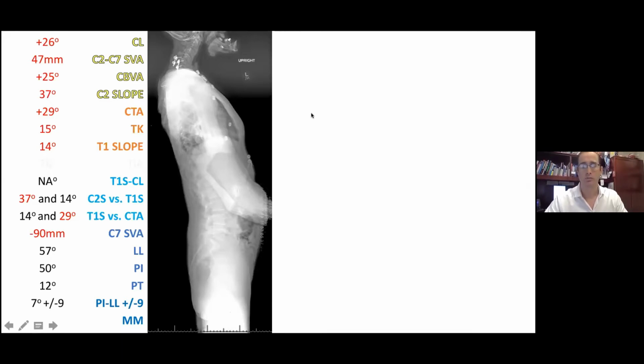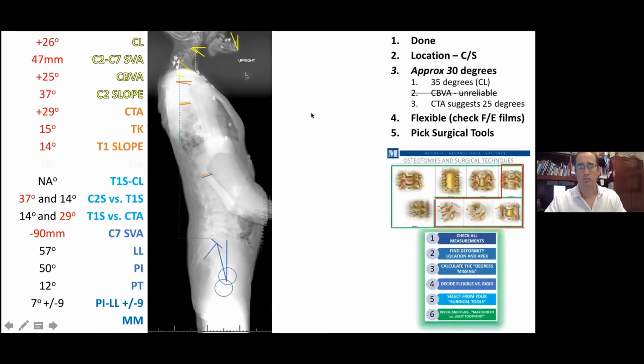So moving forward through this case, step 1 is done. We checked all of our measurements. I think finding the deformity is pretty easy. He's got an anterior infection with a kyphus at C5, 6, 7. But how many degrees are we missing? We sum up the egregious ones. The lordosis would suggest we're missing 35.